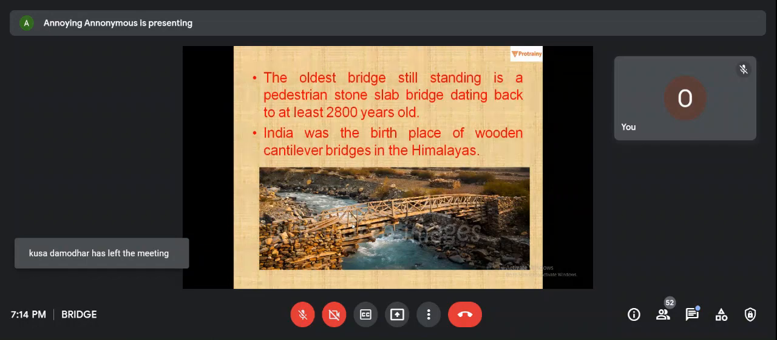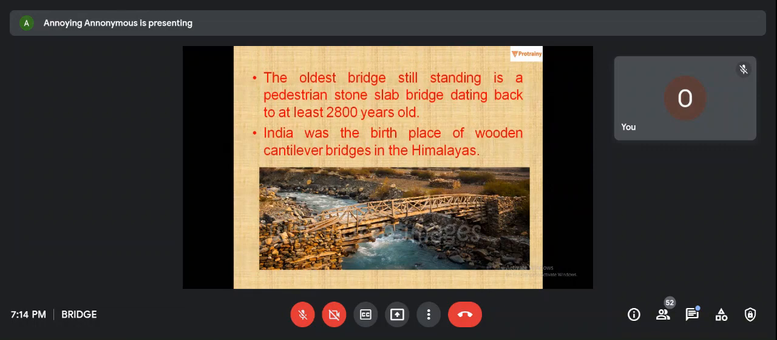To us right now, this is a very crude form, but back in the day and still now, in some places these bridges make the difference of life and death. Of course you can't cross this bridge on a vehicle. This is a pedestrian bridge. So this is the form of wooden cantilever bridge you can still find in the Himalayas.